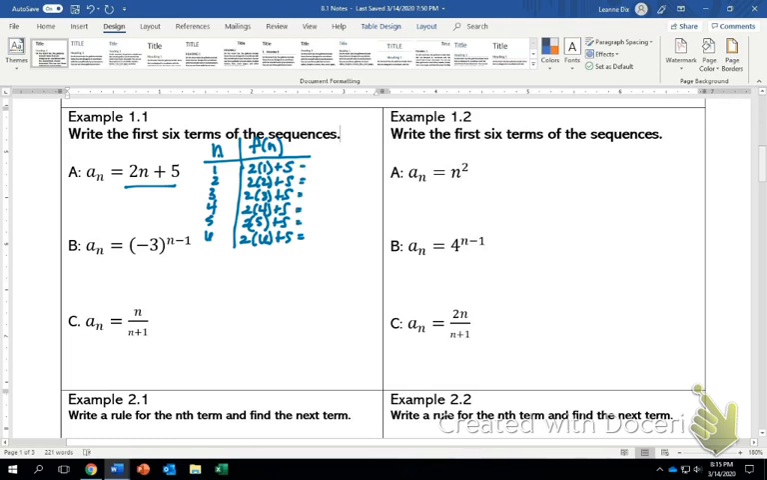So that first one would be 2 times 1 plus 5, which is 7. 2 times 2 is 4, plus 5, which is 9. 2 times 3 is 6, plus 5 is 11. 2 times 4 is 8, plus 5, which is 13. 2 times 5 plus 5 is going to be 15. And then 2 times 6 is 12, plus 5 is 17.